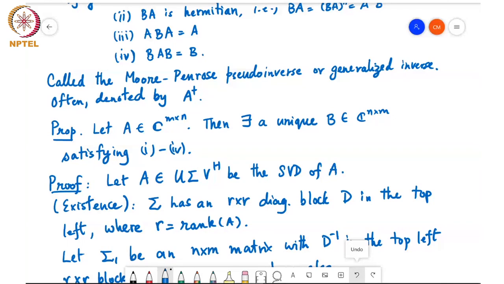Sir, does it mean that for square matrices of non-full rank, there exists this pseudo inverse? Can you repeat your question? If A is a square matrix of rank lesser than full rank, does pseudo inverse exist for that also? Always. So you can find a pseudo inverse of any matrix, square, rectangular, anything. It always exists and it's unique. You can't find two of them. It's a very intriguing property.